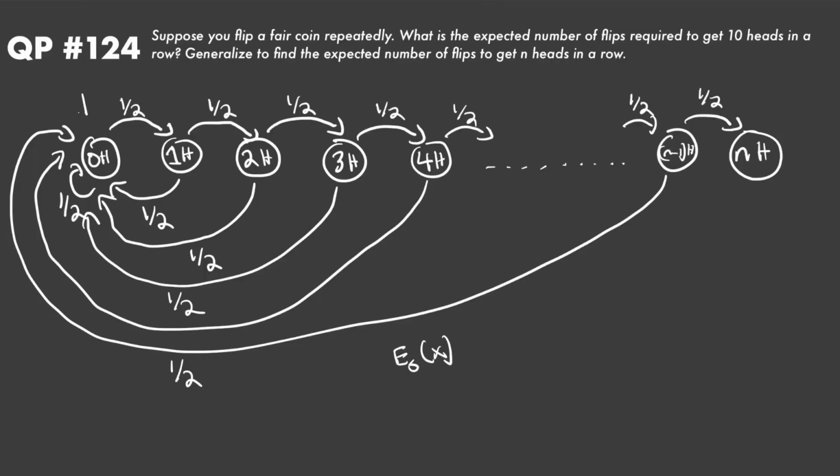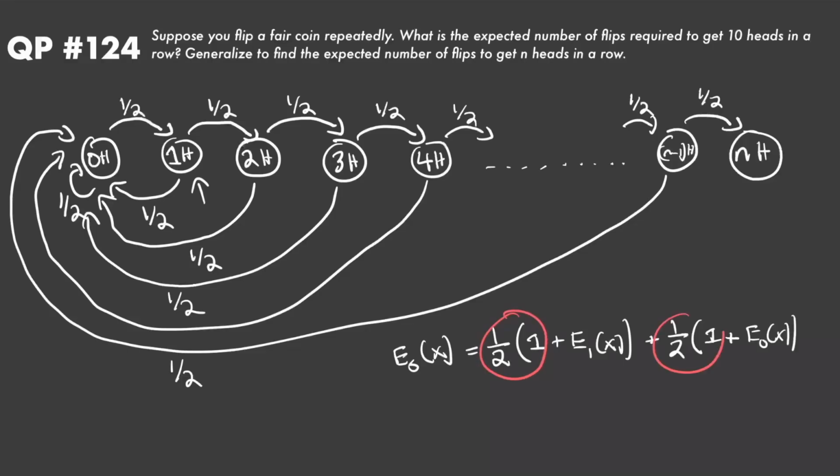Starting from the state when I flip 0 heads in a row, I have a 1/2 probability of flipping a heads on my first go, in which case I'll have flipped 1 time, and then I'll end up in this state. So I add on the expected number of flips to get to my end state from this state, which I'll call e sub 1 of x. Also, I have a 1/2 probability of flipping a tails on my first flip, in which case I'll have flipped 1 time, and then I'll find myself back in the same state that I started in, so back in e sub 0 of x.